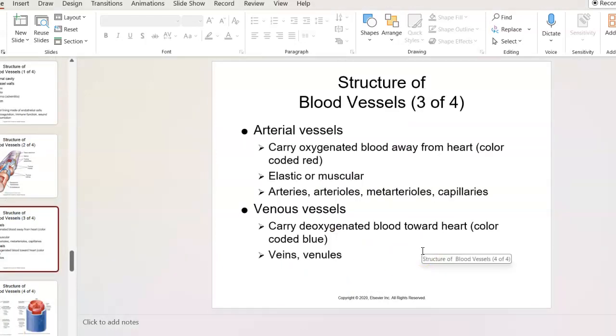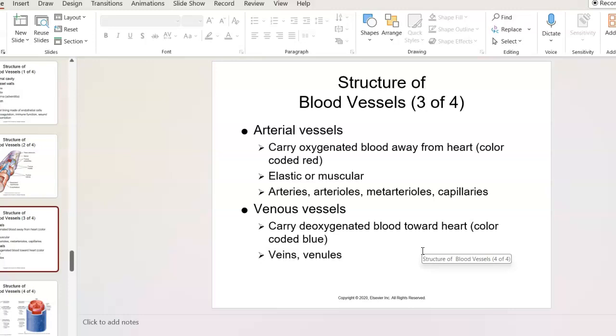So arteries carry oxygenated blood away. They are elastic or muscular. They are known as arteries, arterioles, meta-arterioles, which feed into the capillaries. Veins go towards the heart. They carry deoxygenated blood towards the heart.